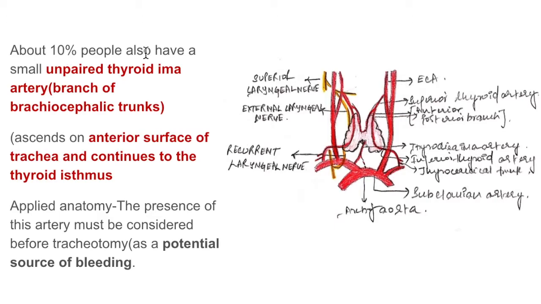In about 10% of people, there's also a small unpaired thyroid-ema artery, which is a branch of the brachiocephalic trunk. It ascends on the anterior surface of the trachea and continues to the thyroid isthmus, the isthmus which joins the two lobes. The clinical anatomy relevant to this is that the presence of this thyroid-ema artery must be considered before tracheotomy because it can be a potential source of bleeding. So with this we actually finish the arterial supply of the thyroid gland.